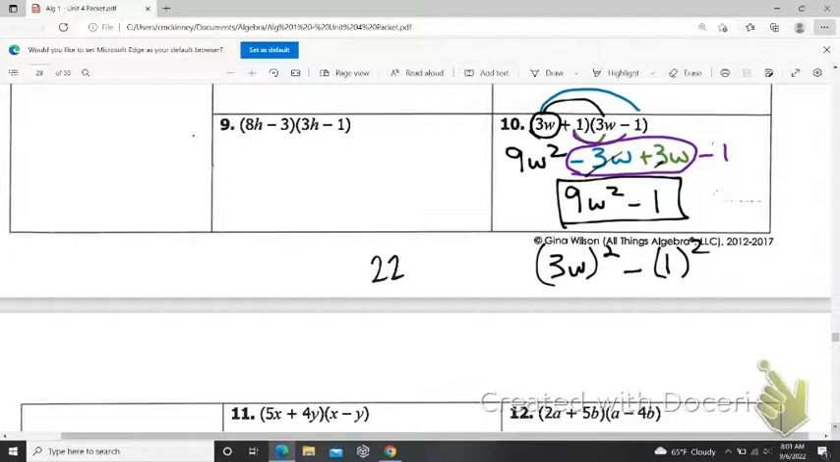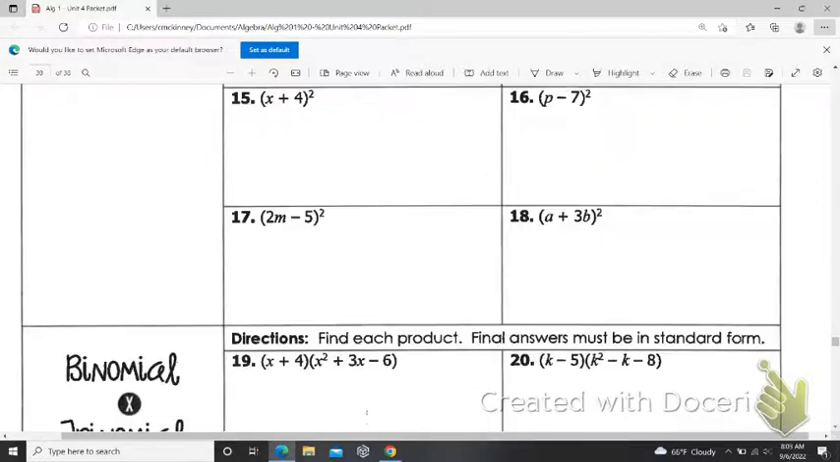Got another special case coming up that there's also a shortcut, but most people don't remember the shortcut and they leave something out. So let's take a look at that. Alright, with number 15, we have x plus 4 squared. So we need to remember what this means. What it means is x plus 4 times another x plus 4.